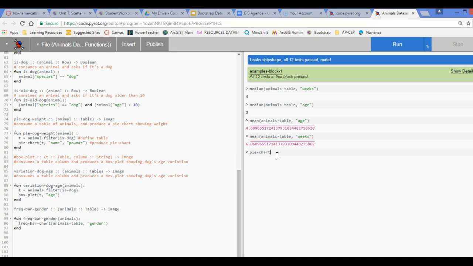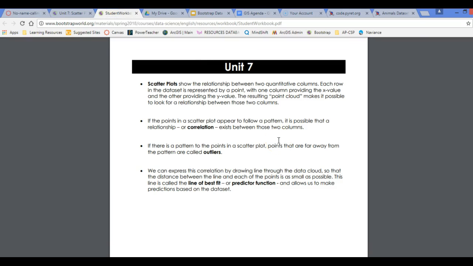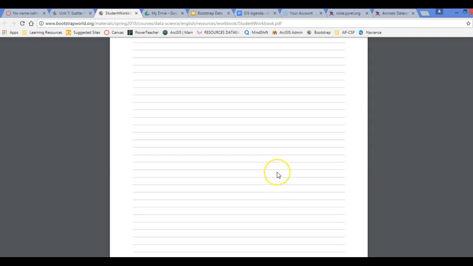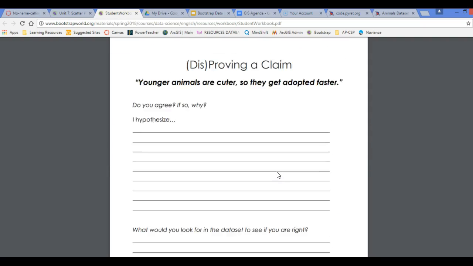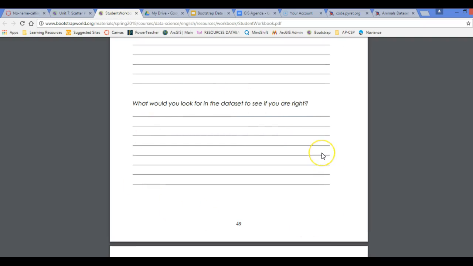Once you've done that, I want you to go to page, let's go down here. Page 49, and I want you to write your hypothesis based on the statement, younger animals are cuter, so they get adopted faster, and then talk about what you would look for in the data set to see if you're right. So take a few moments to do that.